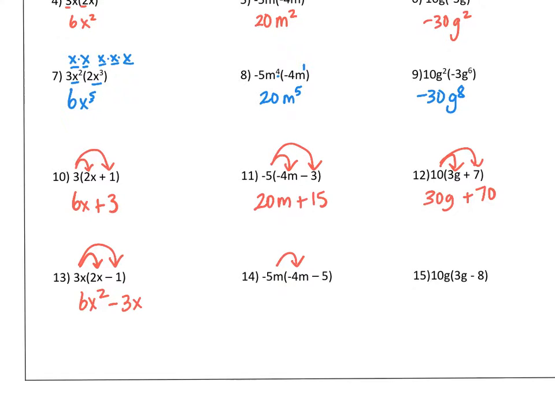Negative 5m times negative 4m will be positive 20m squared. Negative 5 times negative 5 is positive 25m. And my last one here, 10g times 3g is 30g squared, and 10g times negative 8 is negative 80g.